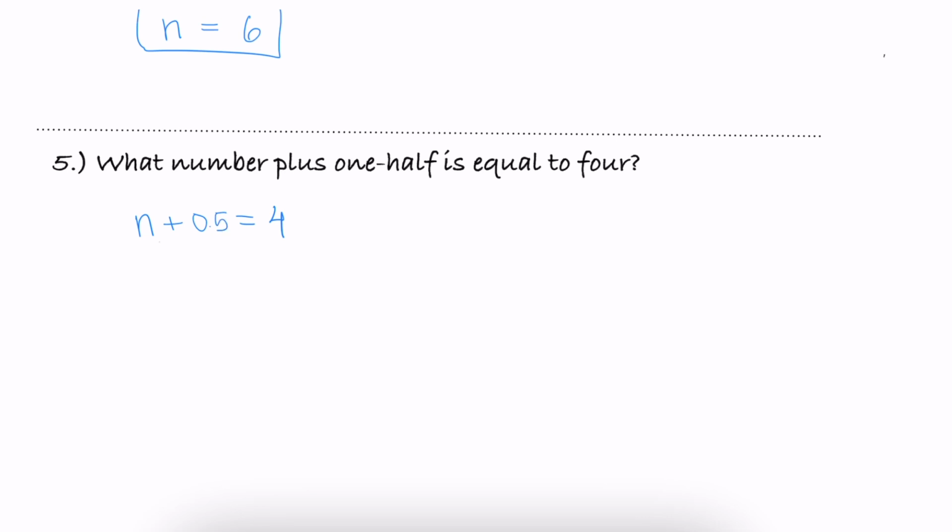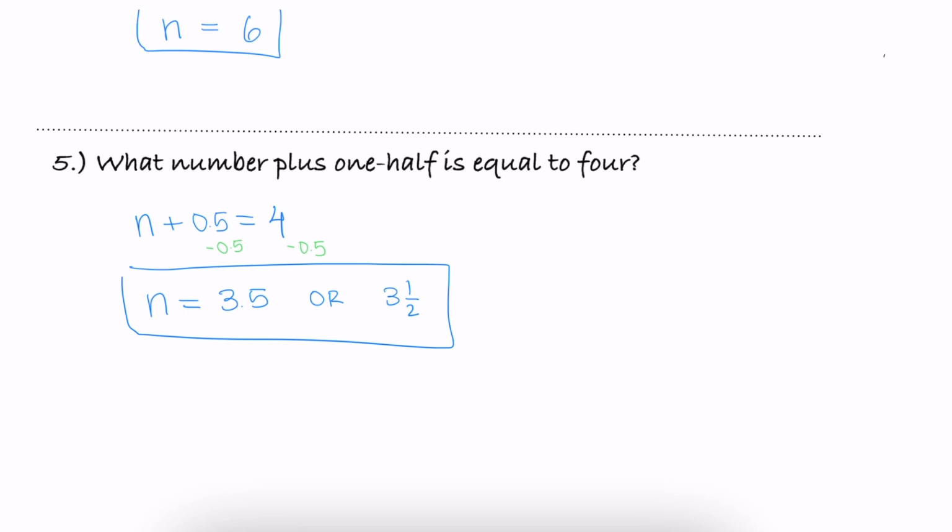So let's isolate this n. If we subtract 0.5 from both sides, we're going to get n is equal to 4 minus 0.5 is 3.5, or if you used fractions, you could call it 3 1/2. And if we check this answer, what number, which we found was 7/2, 7/2 plus 1/2 is indeed equal to 4.